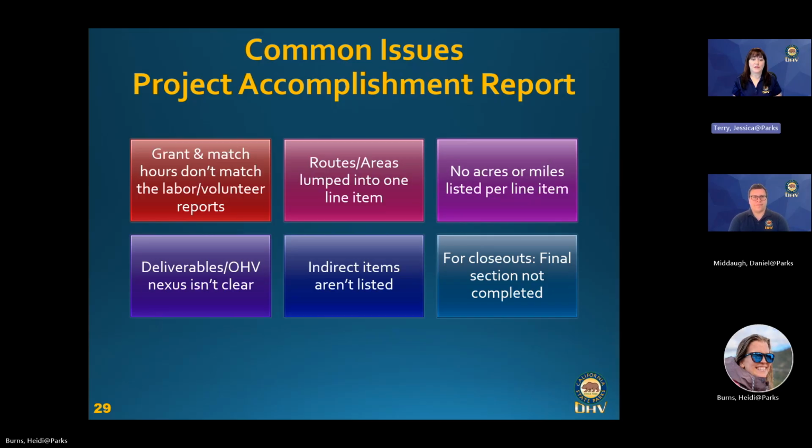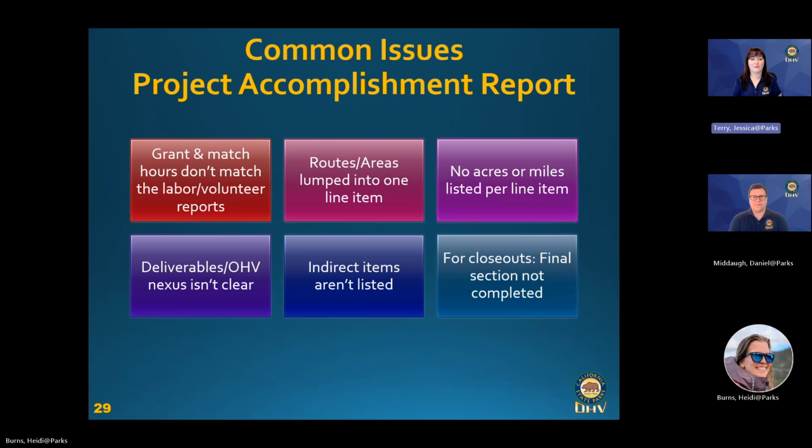We also need you to list either acres or miles, which will depend on the type of work you're doing. And you'll see what this looks like on the next slide. You won't need to list both. The deliverables that are listed there are really going to dictate whether you are listing miles or acres, right? You do also want to make sure that every statement that you put as to what you've accomplished within that work, there needs to be an OHV nexus, right? So it needs to be clear that what you're doing out there has a relation to OHV.